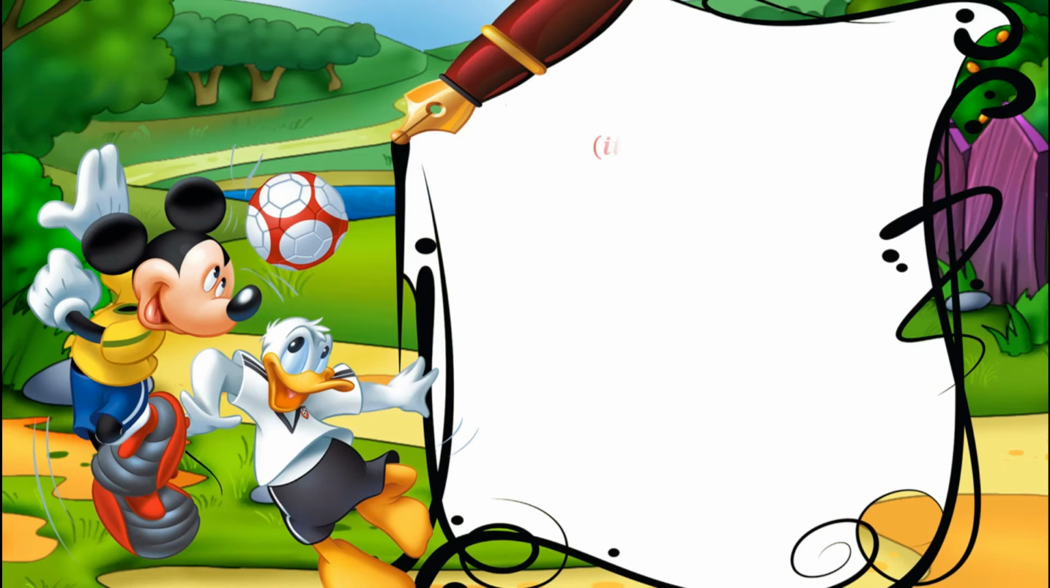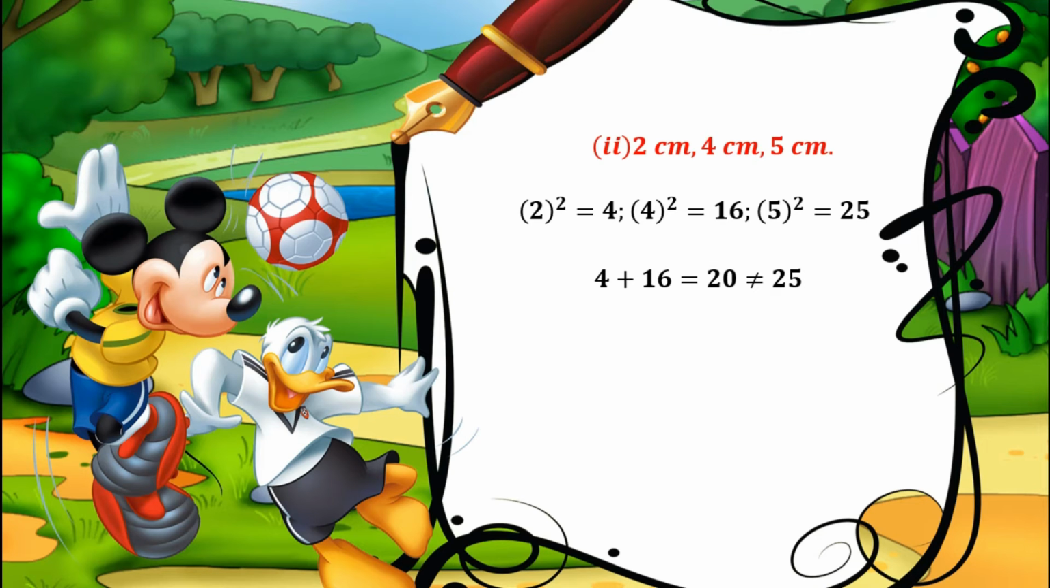Now the second question: 2, 4, 5. 2 raised to 2 is equal to 4, 4 raised to 2 will be 16 and 5 raised to 2 will be 25. You will see here that the addition of 4 plus 16 will be 20, which is not equal to 25. It means that 2 raised to 2 plus 4 raised to 2 is not equal to 5 raised to 2.